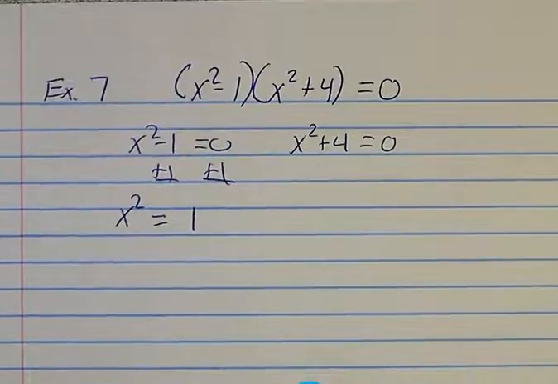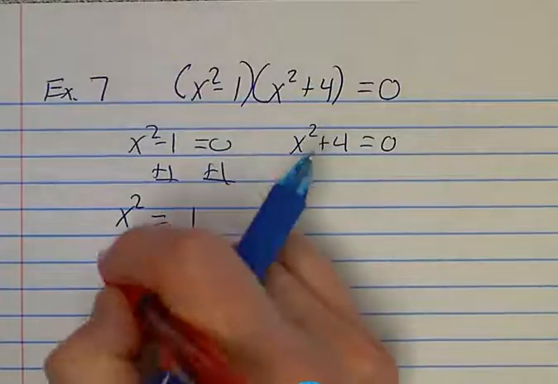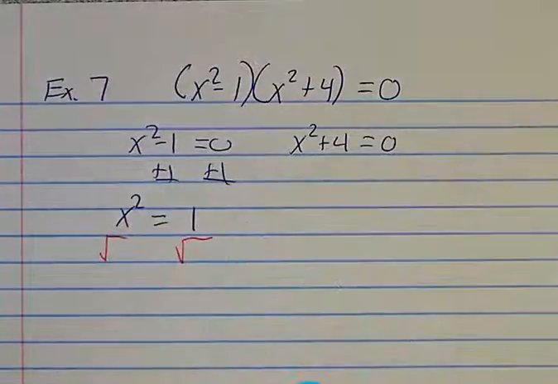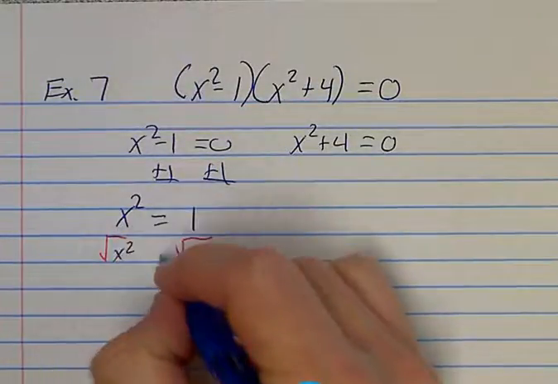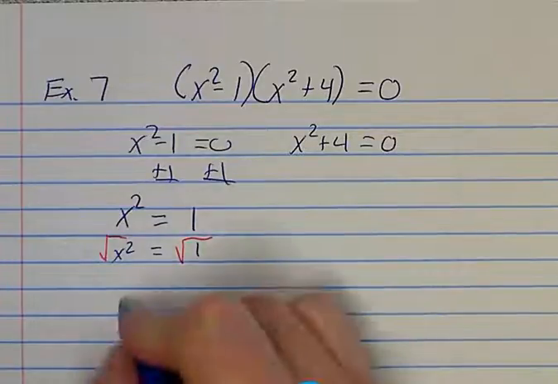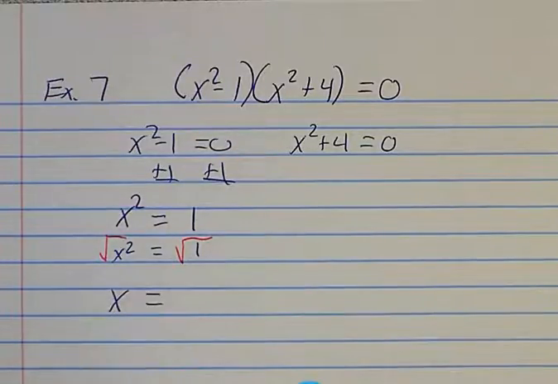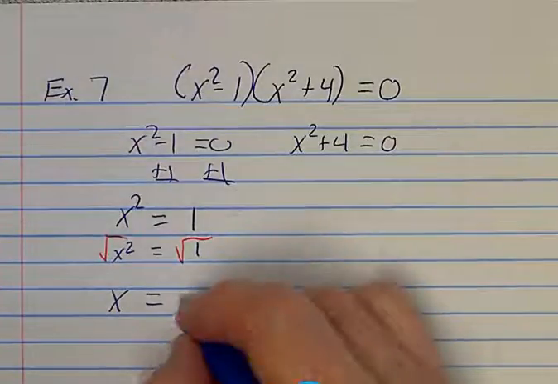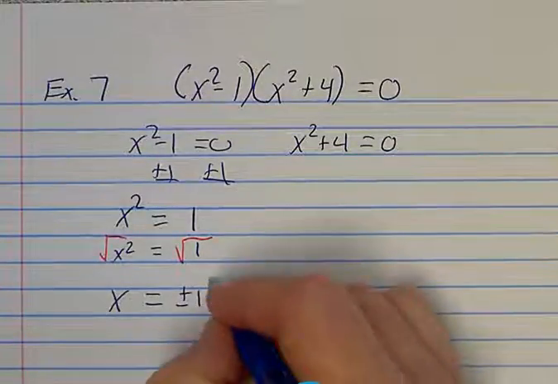And if you have x squared equals 1, we'll square root both sides. And if you square root 1, it doesn't really do anything, right? It's still just 1. So that one, it could be positive 1 or it could be negative 1.